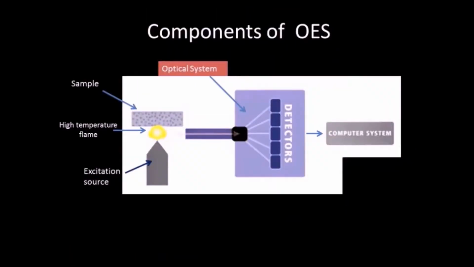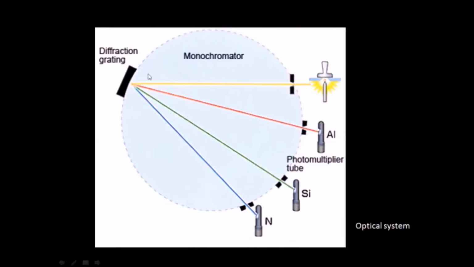The second component is the optical system, which contains a diffraction grating which separates the light emitted by different elements into element-specific wavelengths. Photomultiplier tubes or charge-coupled devices generate electrons depending upon the intensity of dispersed light. Capacitors store the charged electrons discharged by the photomultiplier tube.